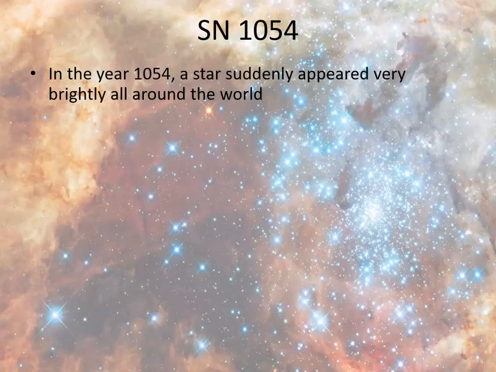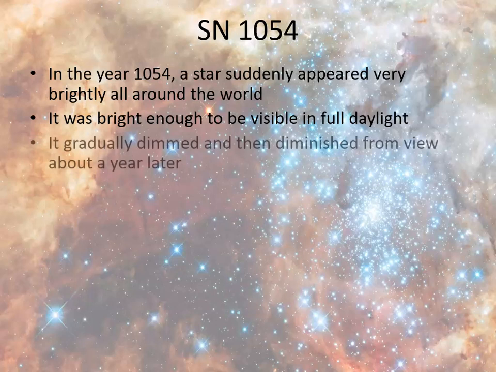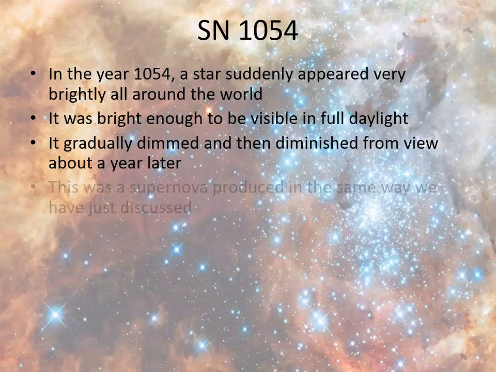Now, other supernova events. In the year 1054, a very important one occurred. This was when a star suddenly appeared very brightly all over the world. It was recorded by the Mayans. It was recorded by the Chinese. Strangely enough, it was not recorded by the Europeans, but that was also the year of the Great Schism, so I guess they had their hands full. But this thing became bright enough to be visible in full daylight for a couple of weeks. And it eventually diminished from view at night about a year later, but again, it was bright enough that you could see it in full daylight for a couple of weeks.